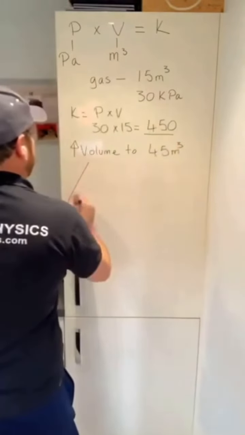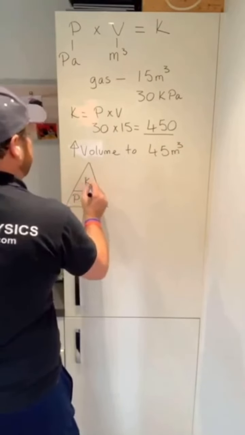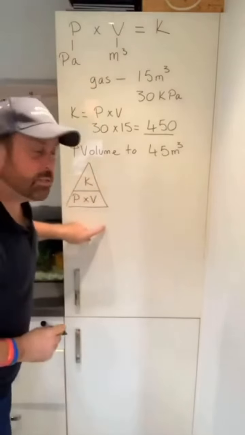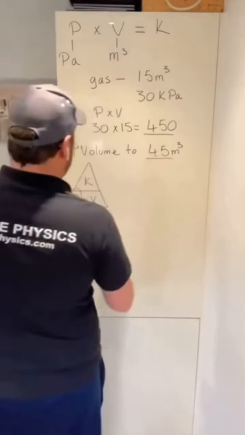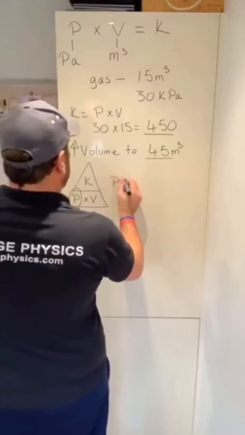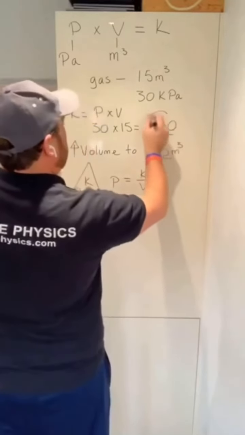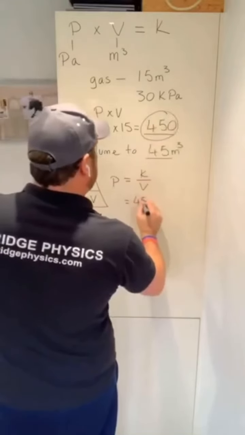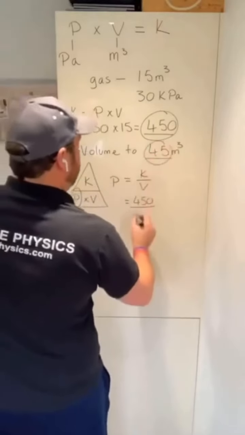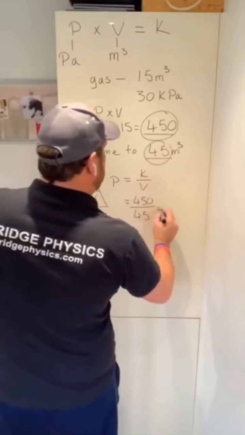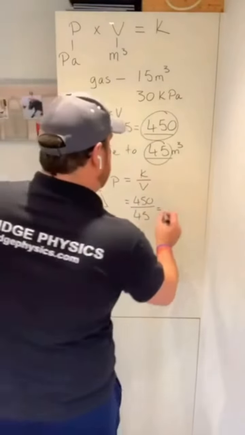So let's put our magic triangle, because we like those. So you've got P times by V, and we've got K up here. Okay, so we've put this into our magic triangle. So we're trying to work out what the new pressure is with our new volume 45. So our new pressure, P, will be K divided by V. Well, K, there's our constant, is 450 divided by V, our new volume, which is 45. And 450 divided by 45 is 10.